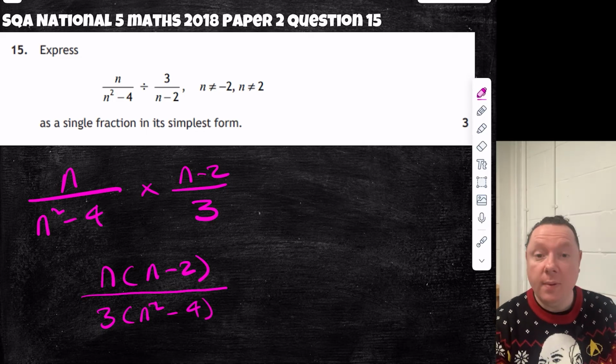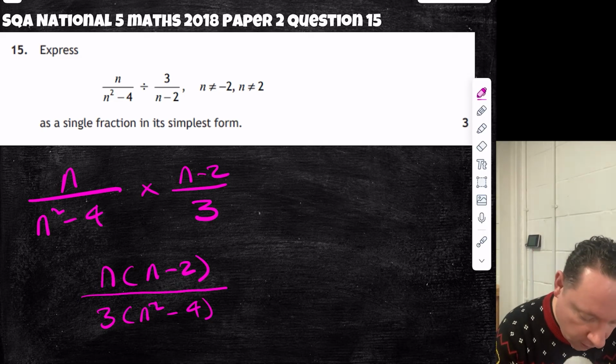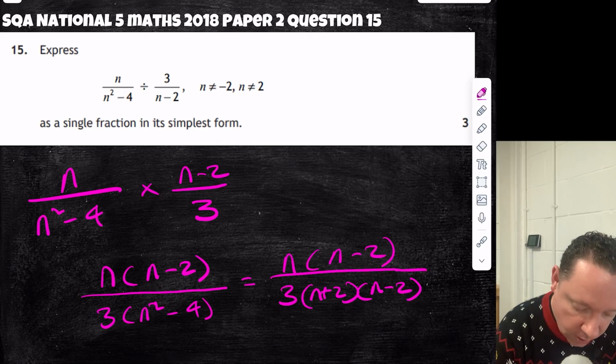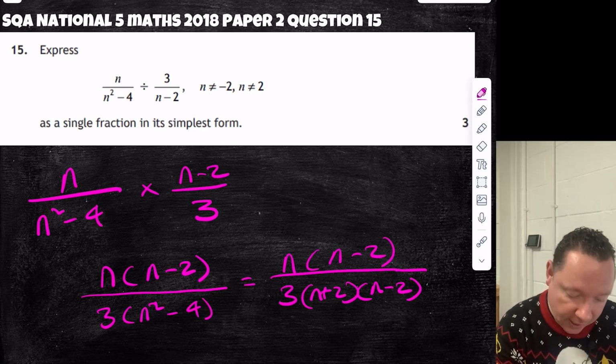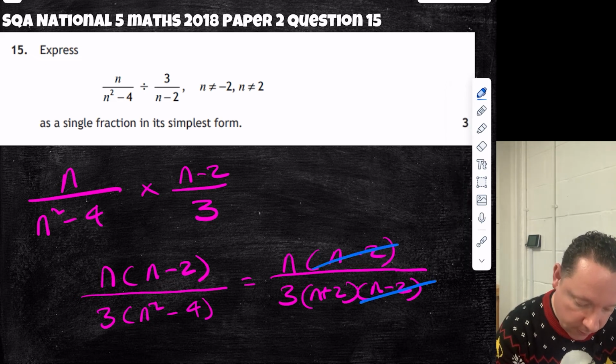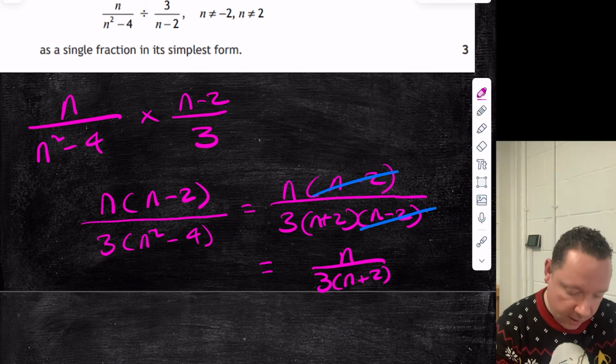So far so good. But n squared minus 4 is a difference of two squares, so we can factorise it. Just a reminder of that one. I've got the 3 still hanging out. But double brackets: you square root the first thing, which is n, and you square root the 4, which is 2, and minus in one bracket and plus in the other. You should notice I've got the same bracket top and bottom, so I can cancel them out. We very clearly show that by saying that's gone and that's gone. So now we've got on the top just n, and on the bottom 3 bracket n plus 2. There's no more way to simplify that, so we're done there.